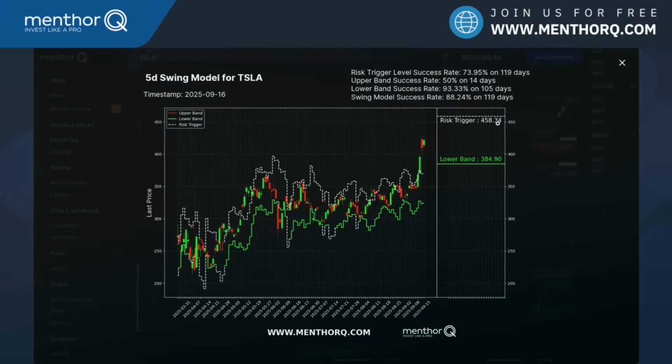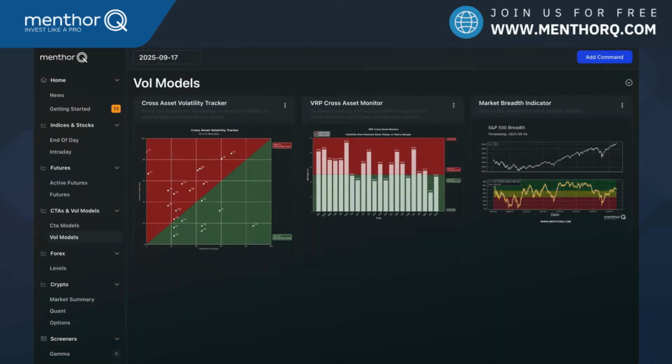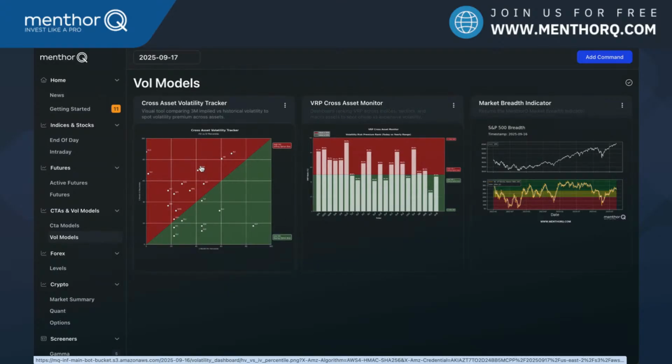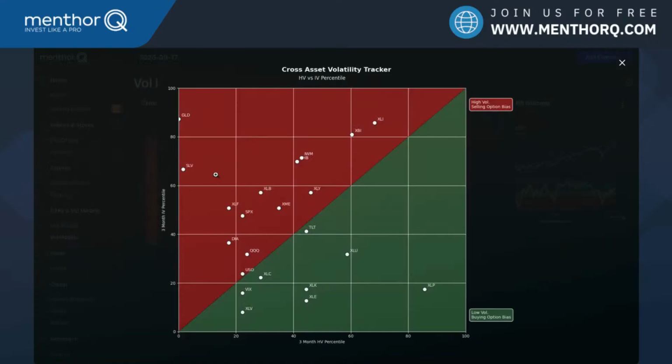But now let's actually go and look at volatility. We're going to start from this section of the dashboard, which is our vol models here, right? We're going to do some examples on gold and silver and some other assets. So the first model, which was released last week but is very, very important, is our cross-asset volatility tracker. What this does is compare today's historical and implied volatility versus the 3-month historical and implied volatility percentile, to understand if volatility today is higher compared to its history or lower compared to its history.